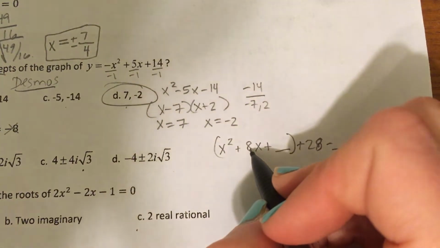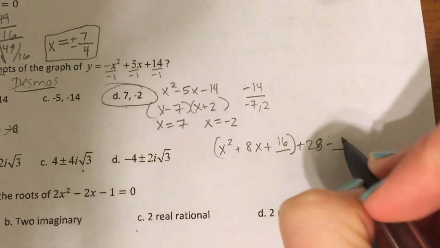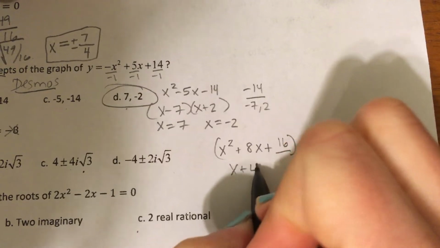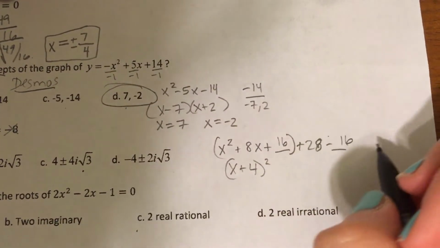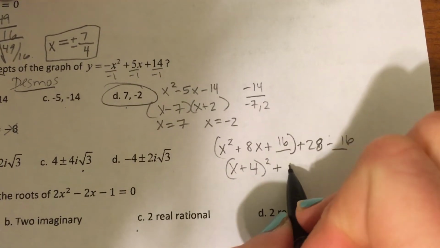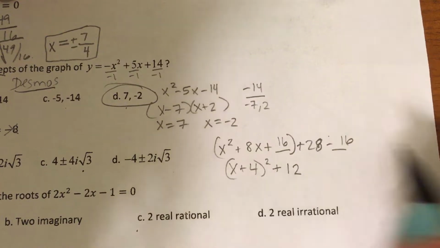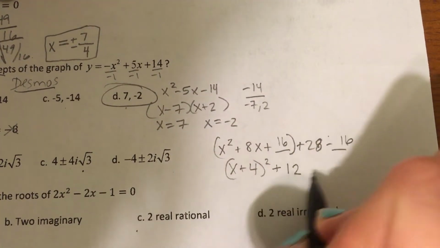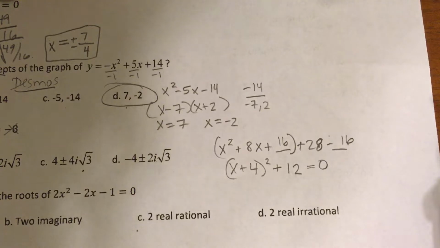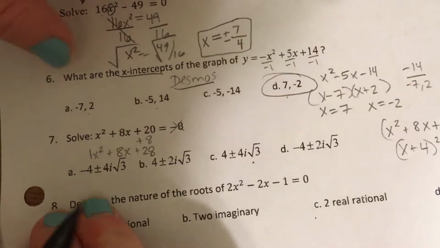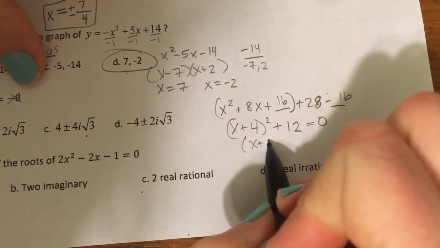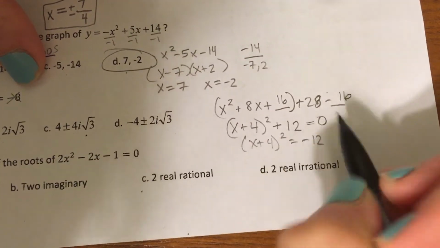So to complete the square, you have x squared plus 8x plus a blank plus 28 minus a blank. Half of 8 is 4. 4 squared is 16. So this is x plus 4 squared. 28 minus 16 is 12. Alright, and I have to set it equal to 0 in order to solve it. It did say solve. Alright, so I have x plus 4 squared equals -12.